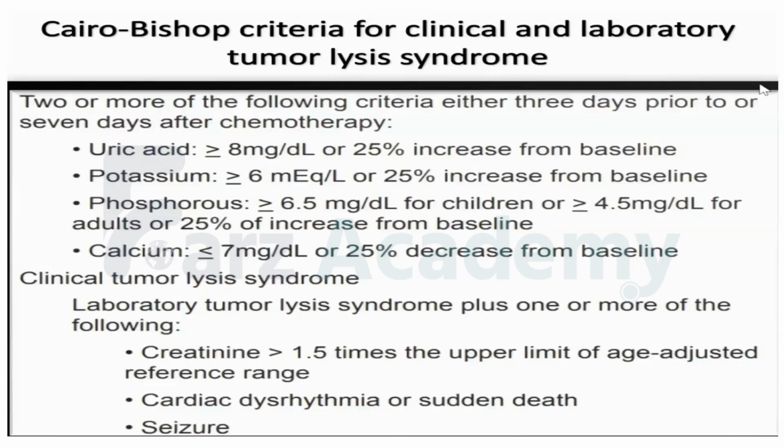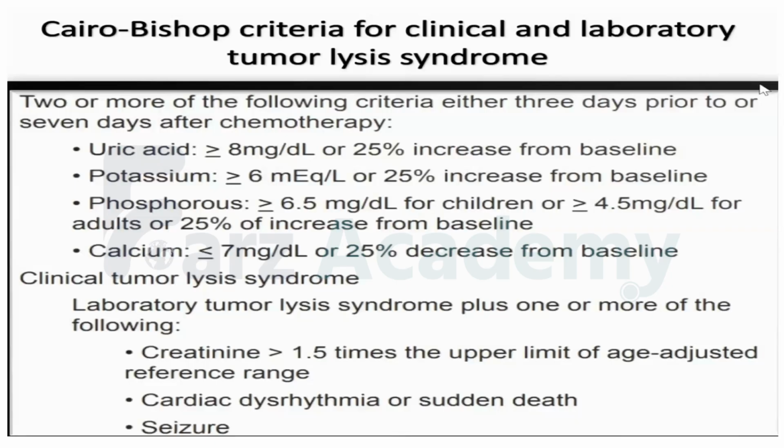Prophylactically, you have to start hydration. Prophylactically, you have to start allopurinol or rasburicase if they are high risk for tumor lysis syndrome, and they present with two of the following criteria: uric acid level more than or equal to 8 mg/dL or more than 25% rise from the baseline, potassium more than 6 mEq/L or 25% increase from the baseline, phosphorus more than or equal to 6.5 mg/dL, calcium less than 7 mg/dL or 25% decrease from the baseline. So of these four, at least two or more should be present.